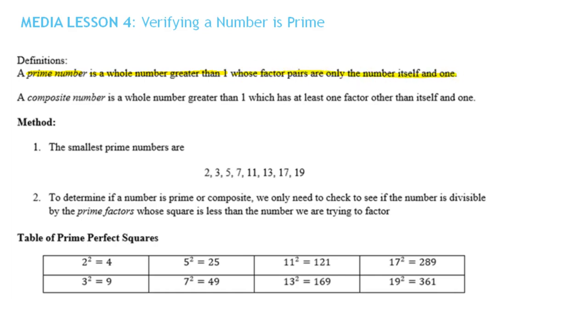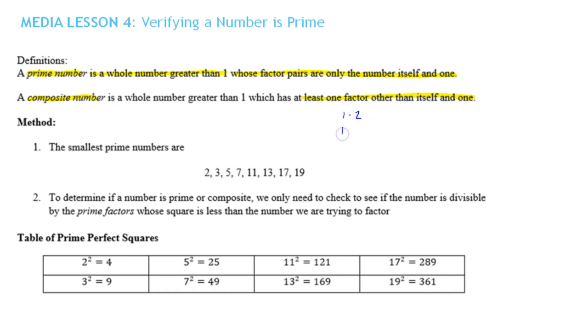Now we have a composite number. Basically, a composite number is a number that's not prime, which means it has at least one factor other than itself and 1. So here are some of the smallest prime numbers. All of these are prime, and if you were to try to make their factor pairs, the only way to write 2 is 1 times 2.